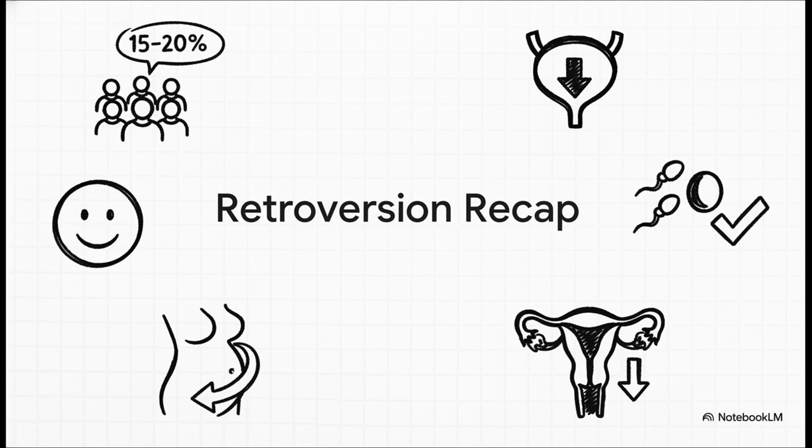4. It has zero adverse effect on fertility or early pregnancy. 5. It typically corrects itself by 12 to 14 weeks of pregnancy. And finally, 6. It's often a key early feature in the development of uterine prolapse.